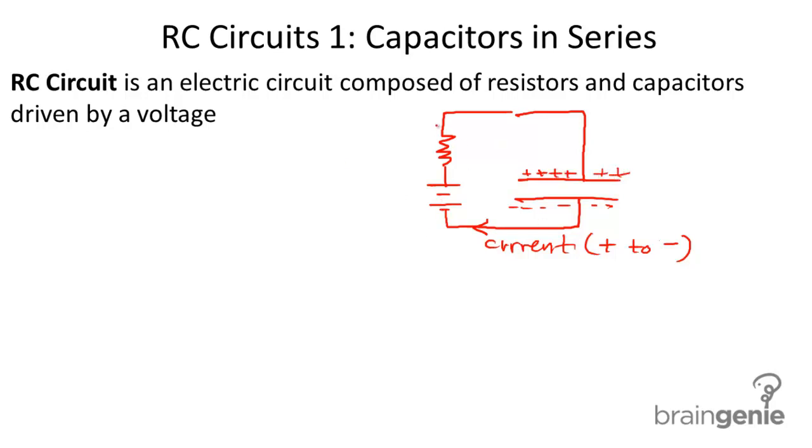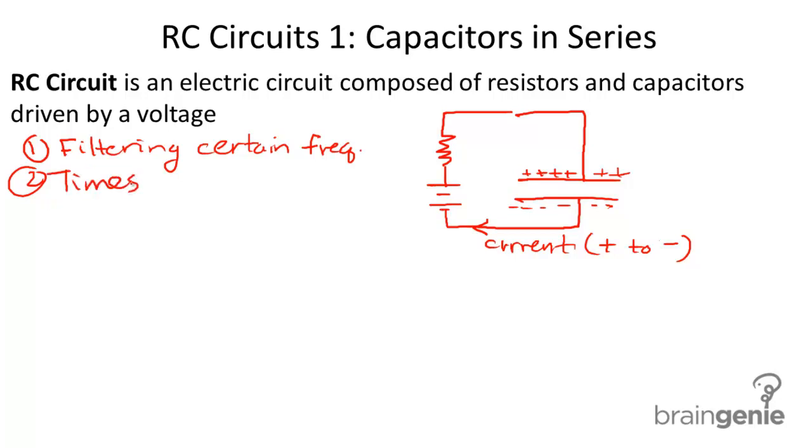Now, what is an RC circuit used for? One of the uses is for blocking or filtering certain frequencies. That's one use. Another use is that RC circuits can be used almost like timers. To give you an example, this RC circuit always goes through a sequence of steps.